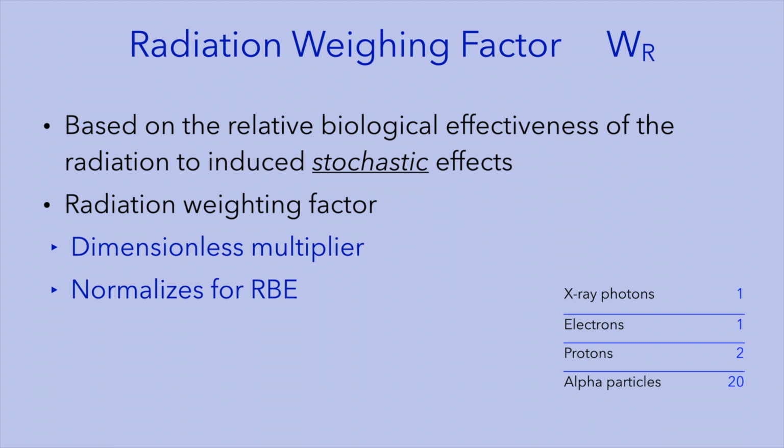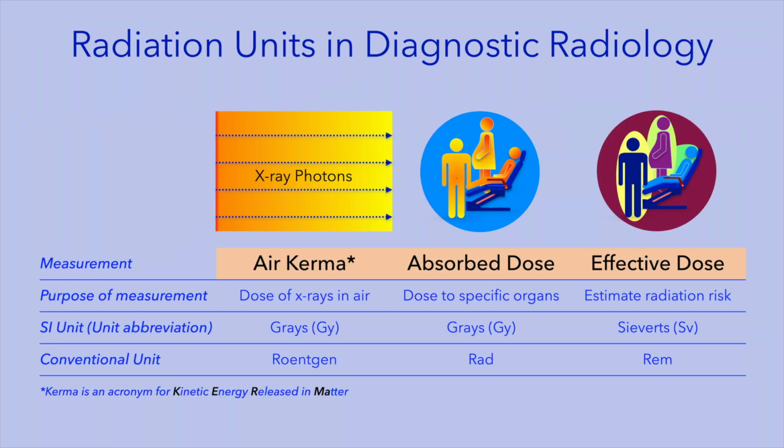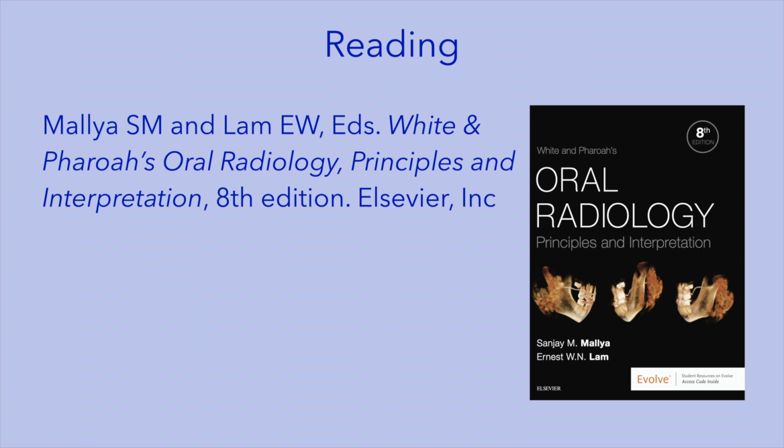However, for diagnostic X-ray photons, this weighting factor is 1, and thus it does not have any practical implications for diagnostic imaging. So, to summarize, the most important units in diagnostic radiology are air kerma, absorbed dose, and effective dose. Each of these units has a different purpose of measurement, and make sure that you are familiar with the units used to convey each of these measures.